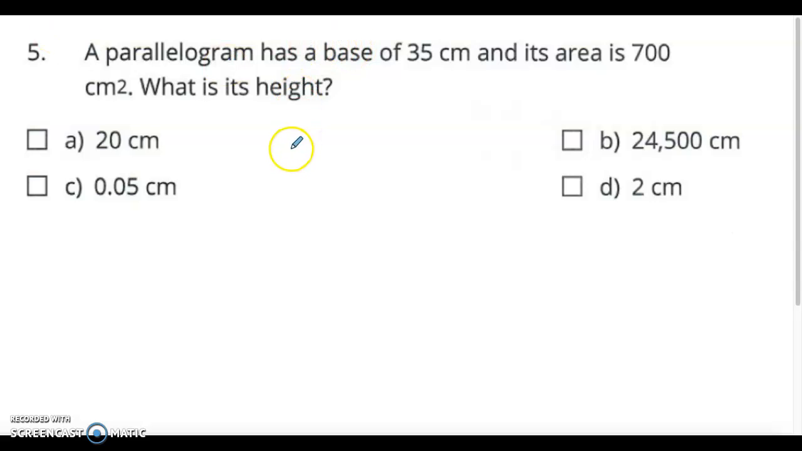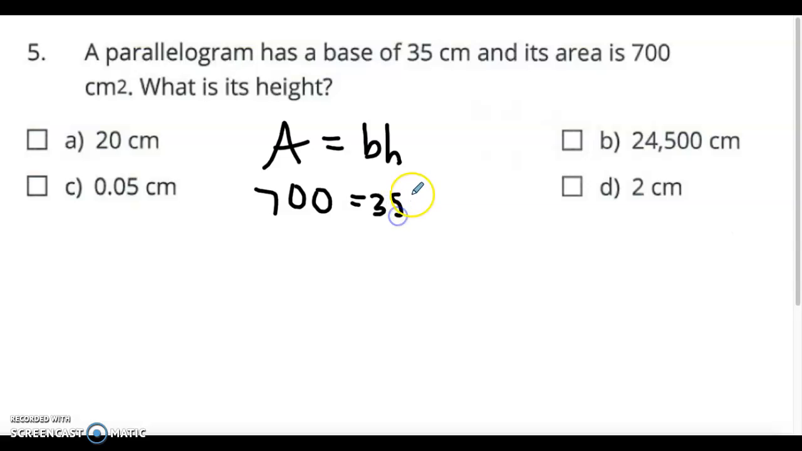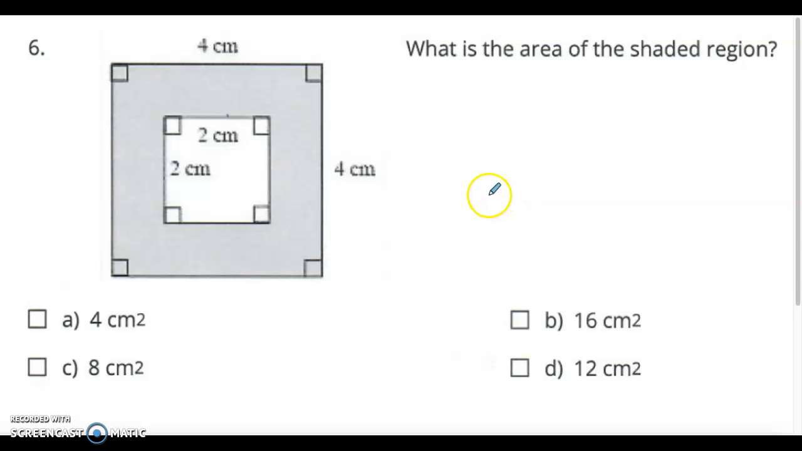Okay, for this one, the formula for the area of a parallelogram is base times height. They're giving you that the area is 700, so you want to know 700 equals 35 times what number? Times the height. How would you figure out what the height is? You would have to divide 700 by 35. Okay, number 6. You find the area of the entire figure and subtract the area of the square from that.